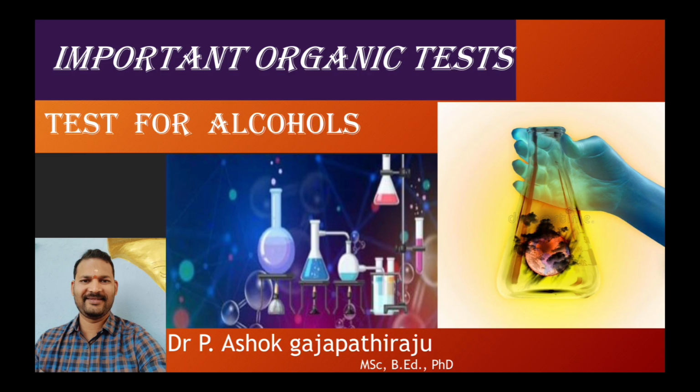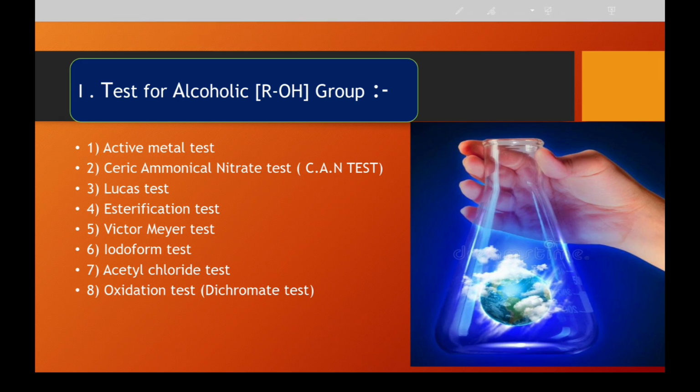So today I will explain briefly and give a clear idea about the test for alcohols, how to find whether an alcoholic group is present in an organic compound. For example, we have a mixture of organic compounds. In that, how do we find whether alcohol is present or not? Based on some reactions, we find whether the alcohol group is present in the organic compound. So now we'll discuss those tests.